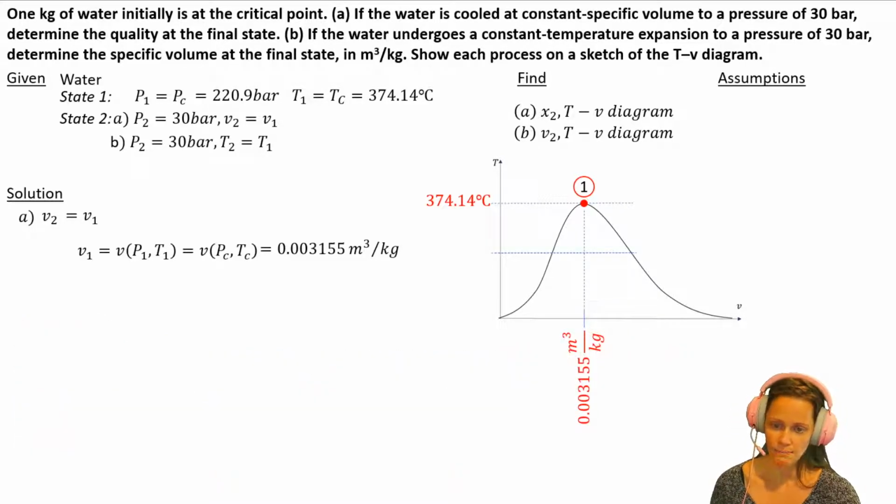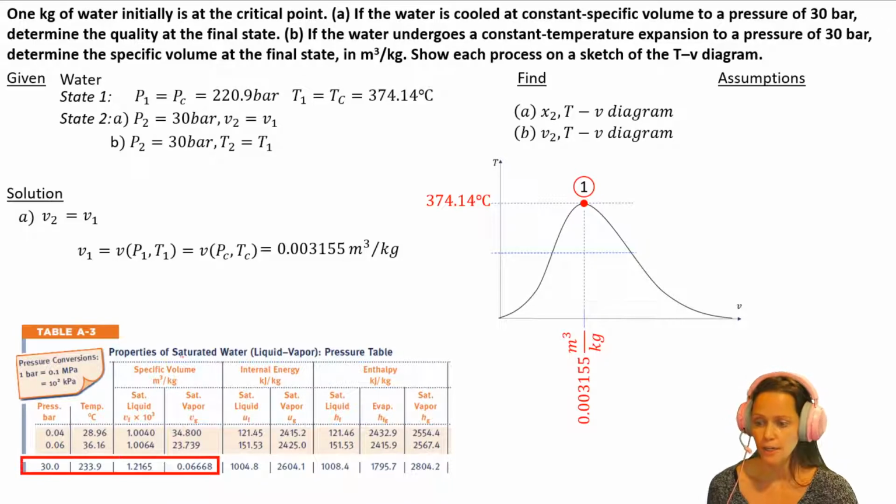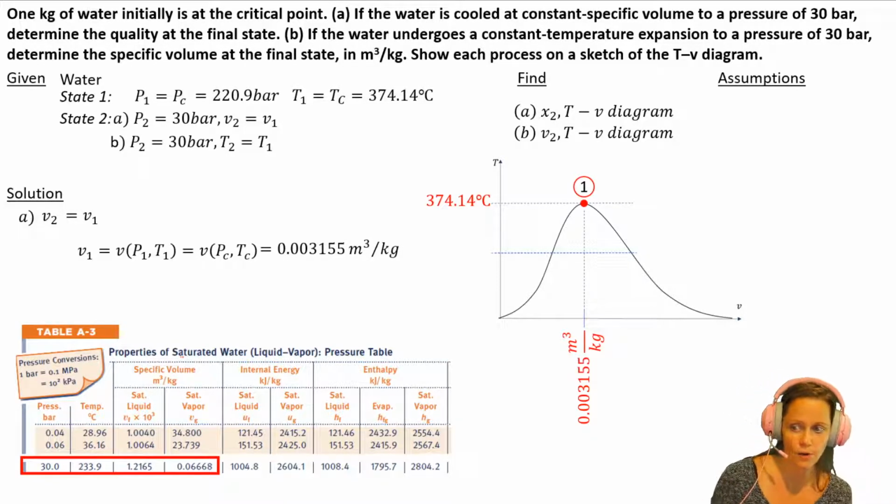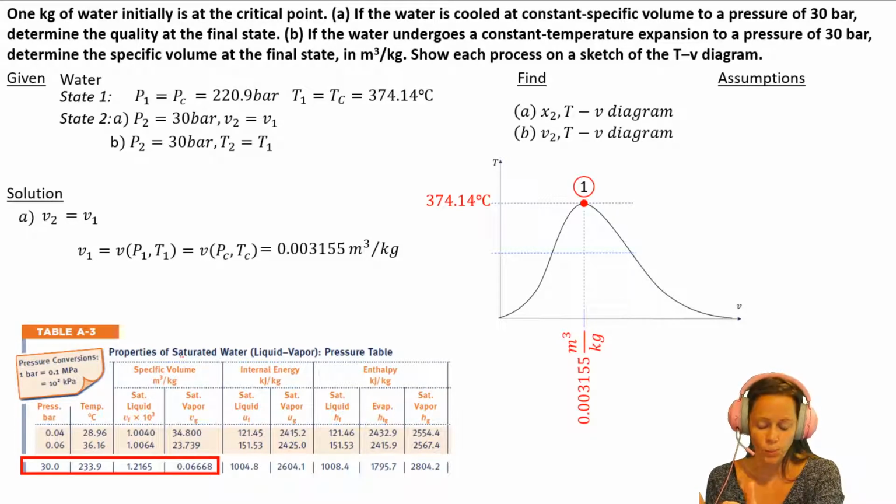And now I've got to figure out, what do I need to figure out? I need to figure out the quality. Okay. All right. So I know that my pressure is 30 bar. Getting it out of your head, we were talking about state 1. Now we're going to use the information that we know about state 1 and relate that back to state 2. So I'm solving for state 2 now, where my pressure is 30 bar and my specific volume is 0.003155 meters cubed per kilogram, because it's the same as at state 1.